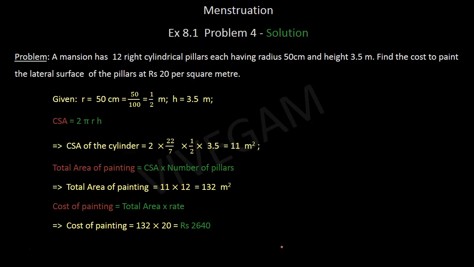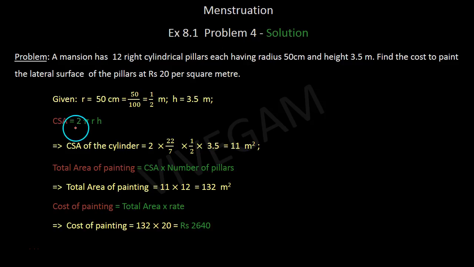Okay, now let's get into the solution. Radius is 50 centimeter. We are converting it into meters by dividing it by 100. Centimeter to meter, you have to divide by 100. Height is 3.5 meters. Curved surface area is equal to 2 pi RH. This is step 1. This is step 2, total area. Cost of painting is step 3.